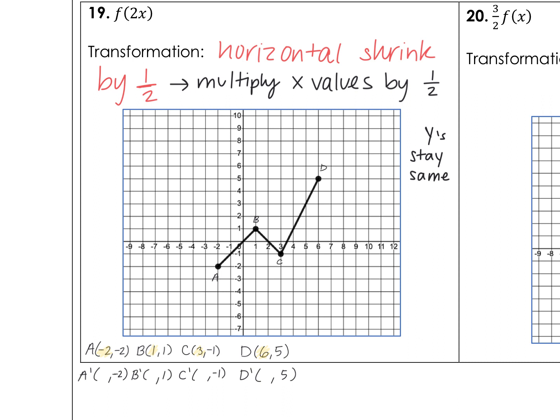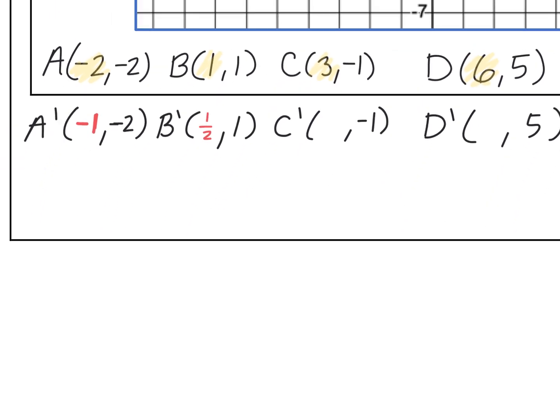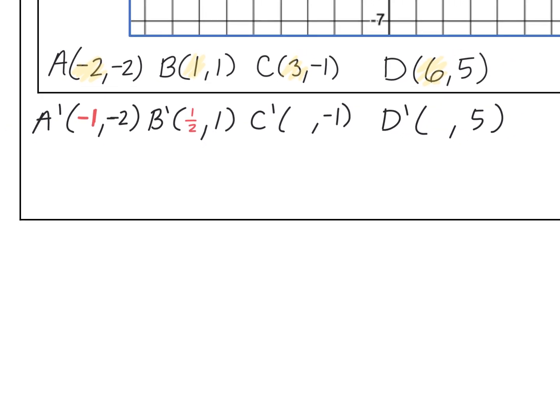Okay, so multiply by 1/2, or take 1/2. A would be at -1, because 1/2 of -2 is -1. You can use fractions or decimals. Half of 1 is 0.5 or 1/2. Half of 3 will give me 1.5, or 3/2, and half of 6 will get me 3.